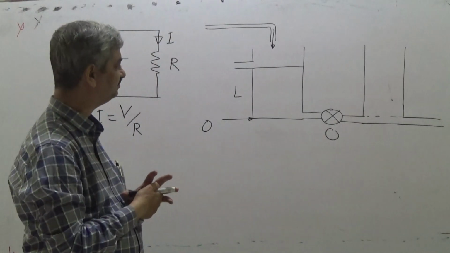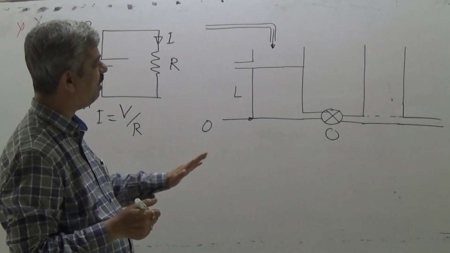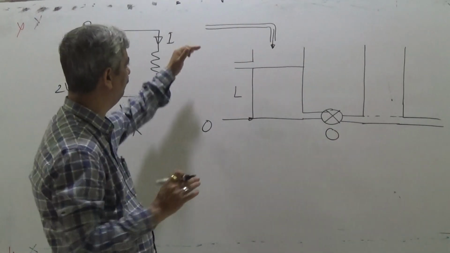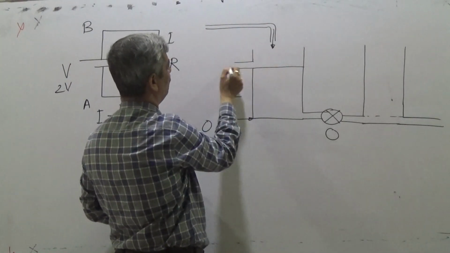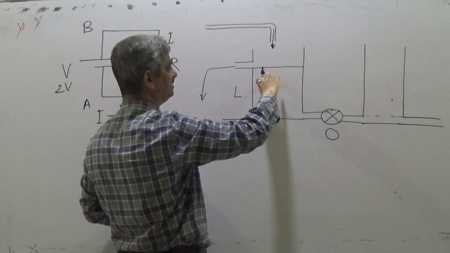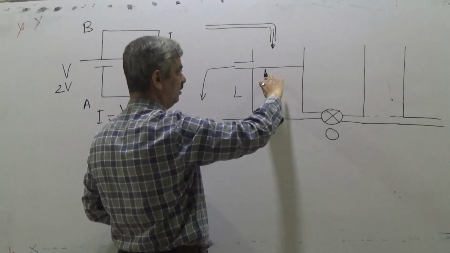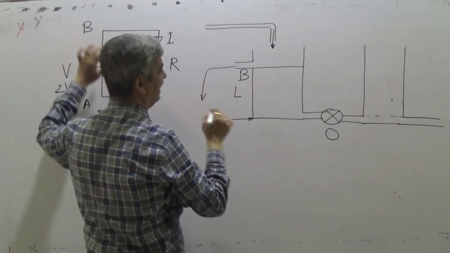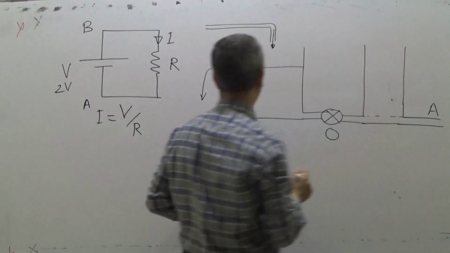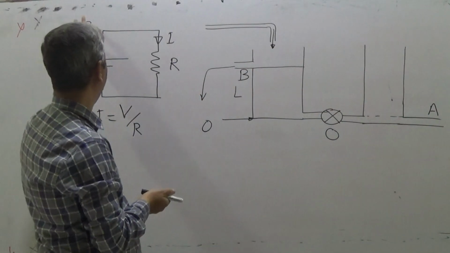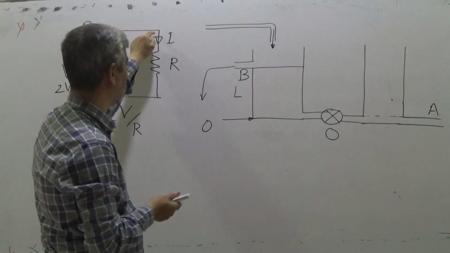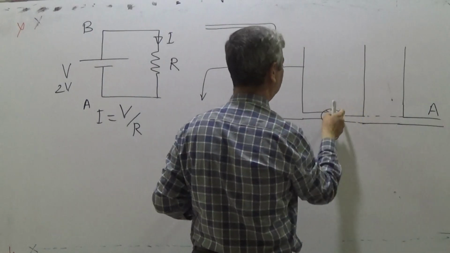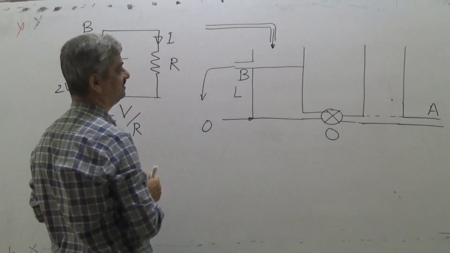So what will happen here? Irrespective of whether this valve is open or closed, continuous water will be available here and water will go away here. So this unit will always maintain the level. This I say is point B, and this is point A. So point B, point A, connecting wire, pipe, connecting wire, pipe, valve, resistance. So this is flow.